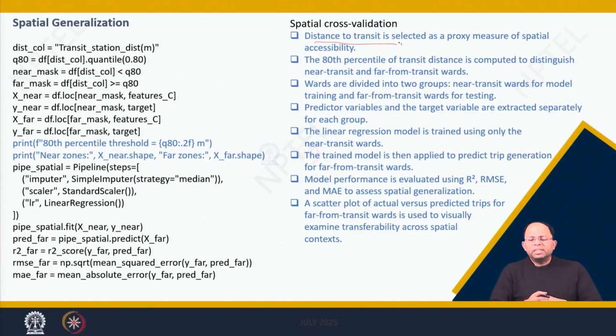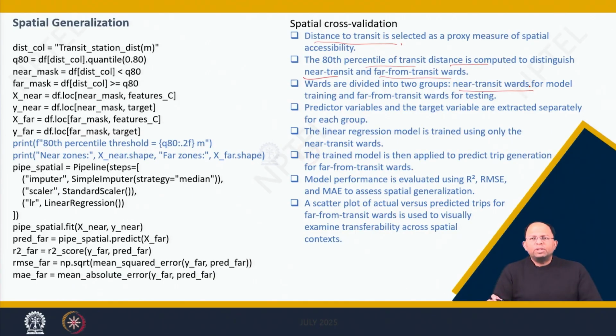So what we do is we compute the 80th percentile of the transit distance first, and we divide the data set as per that. Data which is below that we are calling near transit, and data which is far away we are calling far from transit wards. Now once we do that, we then develop the model based on the near transit wards.